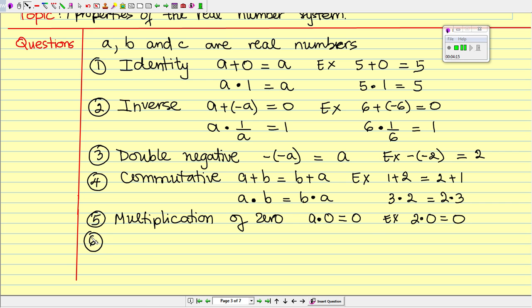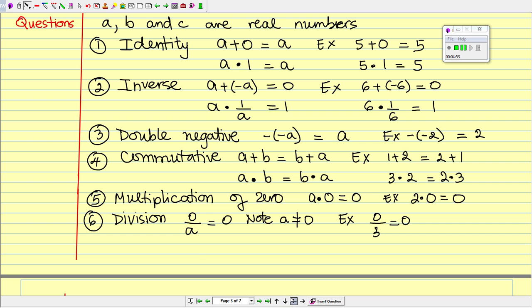Property number 6 is called division. If we take 0 divided by a real number, the quotient, or the answer, is 0. Now, with a condition that your denominator cannot be 0. Okay? Example, 0 over 3 is 0, and 3 is not 0. 3 is your denominator.